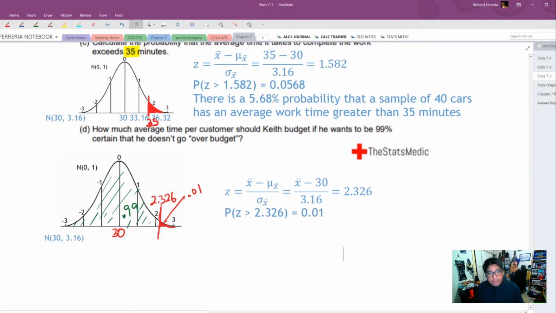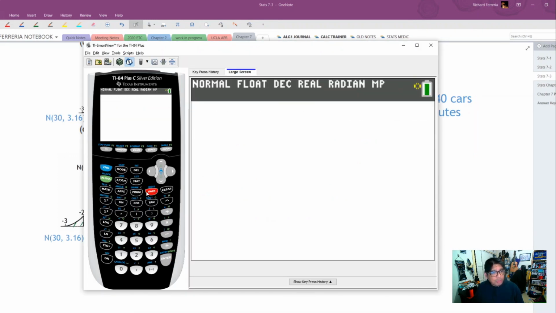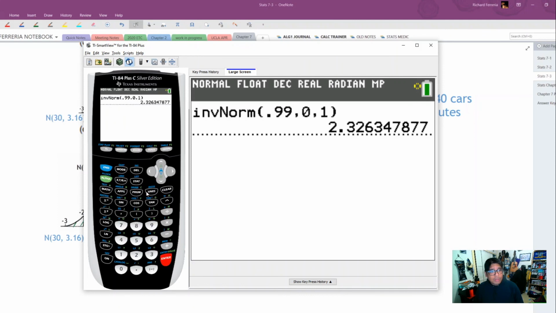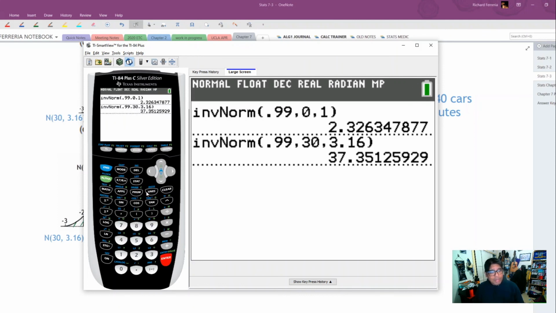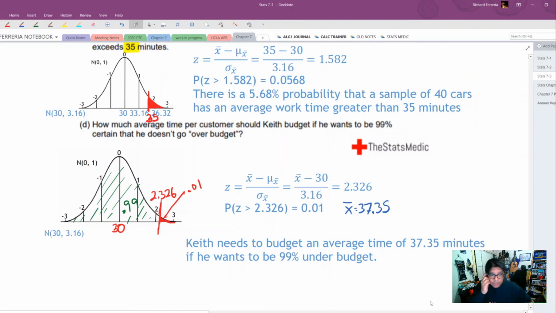And let's get to the calculator so I can show you the trick. The trick here is to go back to inverse norm, and this time change this into the mean and standard deviation, which was 30 and 3.16. This is what you would do on a multiple choice test just to get that answer out there without any of the fuss work. So we paste that, and that's going to give me a total number of minutes, 37.35. And that gives me the numerical answer. So Keith needs to budget an average time of 37.35 minutes if he wants to be 99% sure he's under budget.